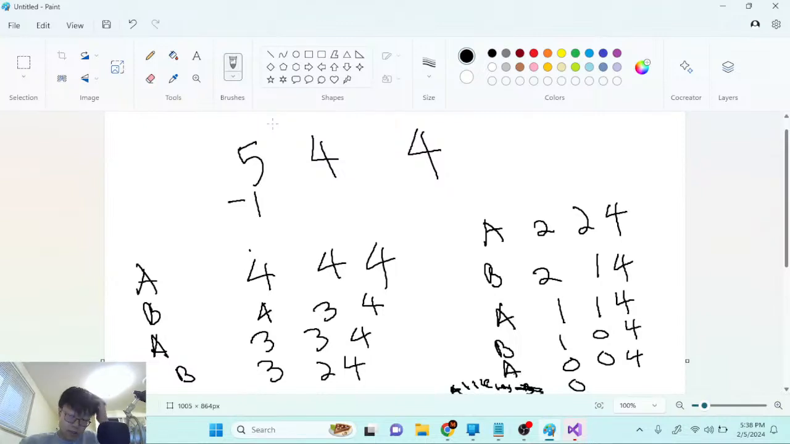Okay, so we figured out that whoever hits 1, 0 first is the one that loses, right? That's what we figured out last time.